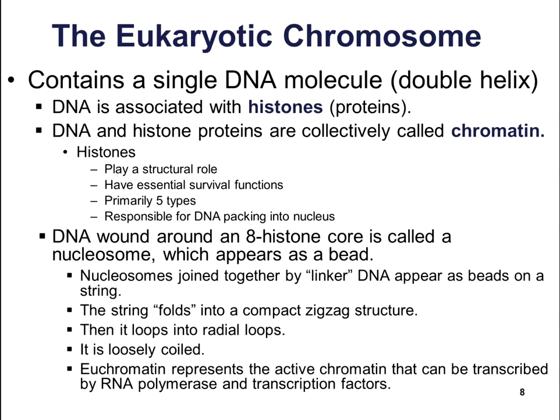Nucleosomes are joined together by what we call a linker in the DNA, and this appears as beads on a string. That's why it looks like that. The string folds into a compact zigzag structure. And then it loops into radial loops, and it is loosely coiled. Euchromatin represents the active chromatin that can be transcribed by RNA polymerase and transcription factors. So that is part of when the DNA is replicating.